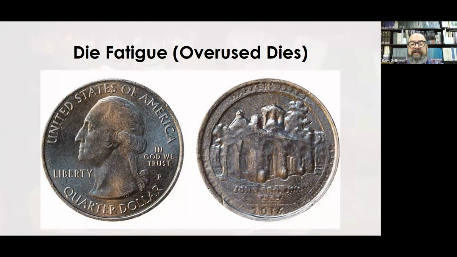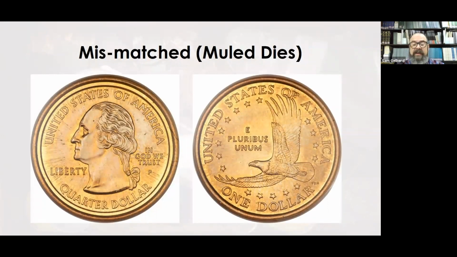This quarter right here from 2016, that's a very dramatic overused die or some serious die fatigue. And this is proof to let you know that it doesn't always happen to both dies simultaneously. Sometimes at the mint, they may have one die in service longer than another. They may have to switch them out for some reason. So you can tell with this particular coin, the quarter, the obverse was a relatively serviceable die, or good working die, but the reverse, that one should have been retired thousands of strikes ago before it ever struck this coin.